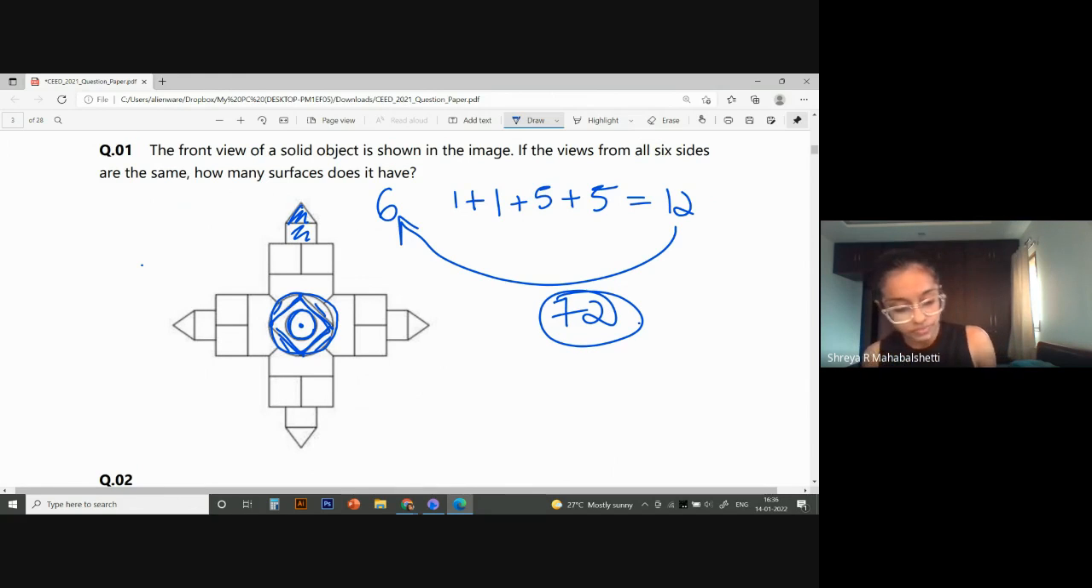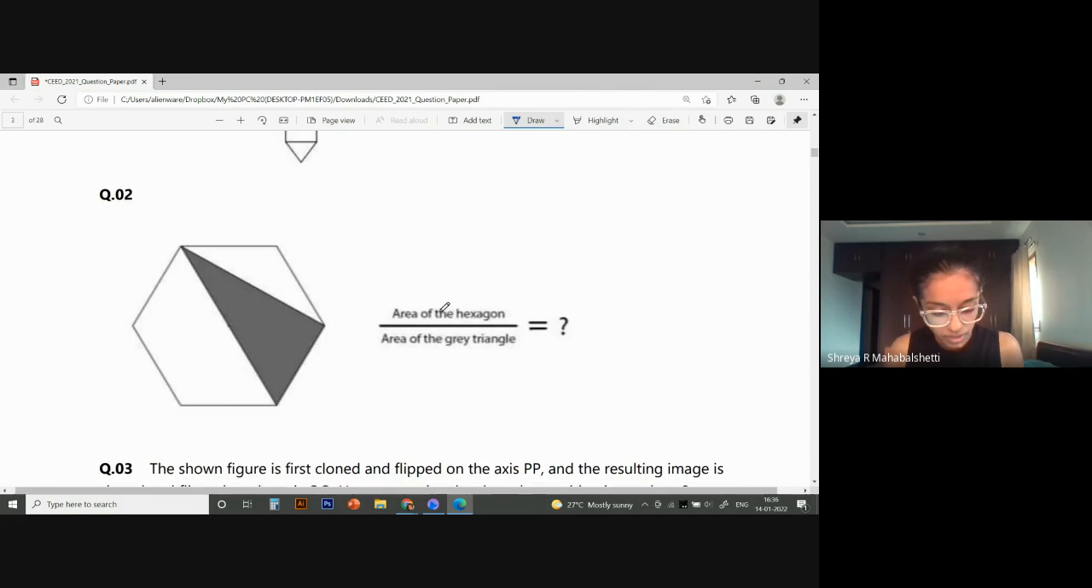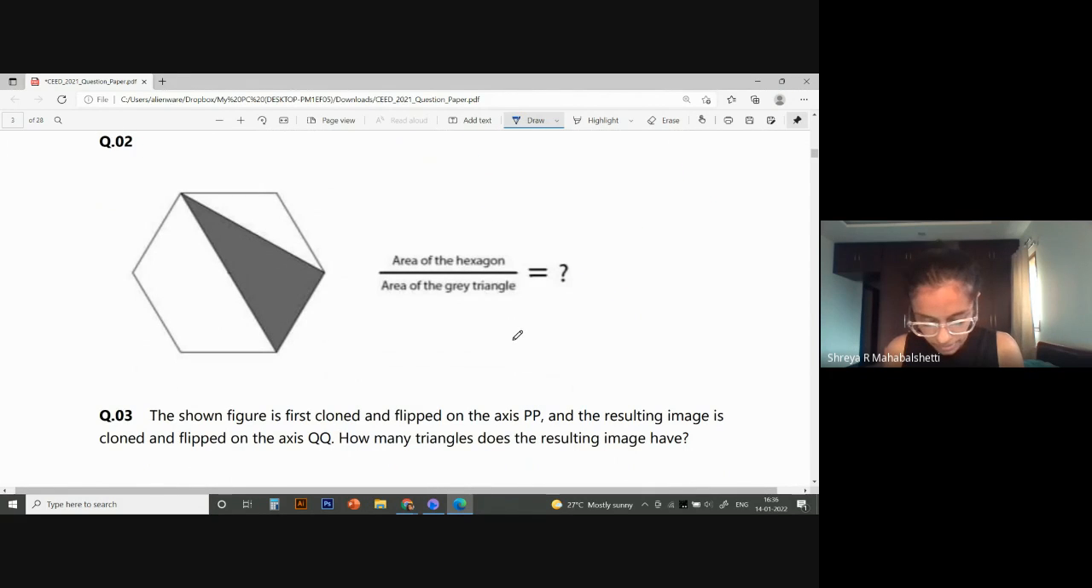Also, the reason why I started off with section 1 is I feel that it is my strength. But if it is not for you, then you can start off with the section that you feel comfortable with, right? Okay. So this question here, it's a very simple question where they say, what is the area of the hexagon divided by the area of the gray triangle? Now you're wondering, there's no number given, there is no information, no question given, just a problem statement, right? Which is also a mathematical statement. How would you solve this?